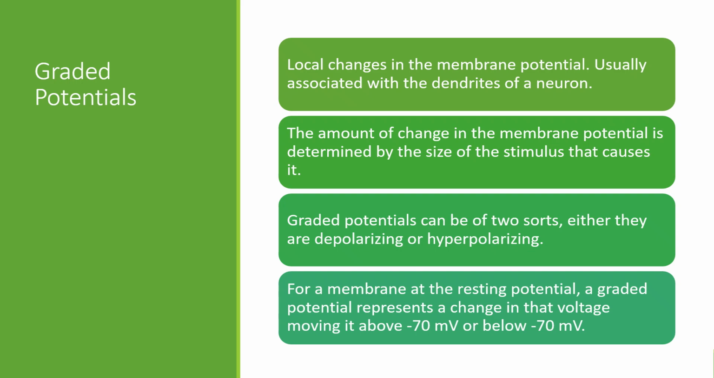Graded potentials can be of two sorts. They can be either depolarizing or hyperpolarizing, and for a membrane at resting potential, a graded potential represents a change in that negative 70 millivolts that I just talked about. So if you're at negative 70 and you get a little zap of an electrical signal and it happens to be excitatory, then you go from negative 70 up to negative 50. Or you could receive a signal that is hyperpolarizing, and that means that it's going to go from negative 70 to maybe negative 90. But this is not happening on the entire membrane. It's just happening in one little place where it's in contact with the neuron that is in front of it.